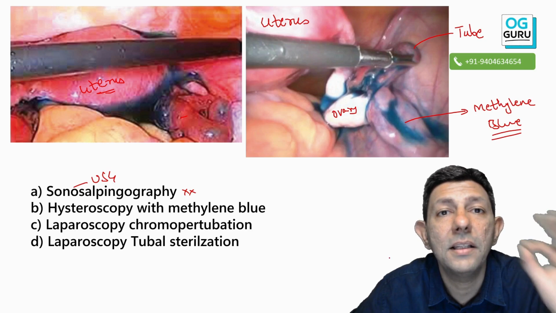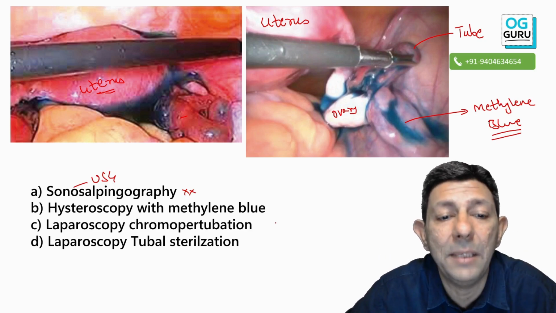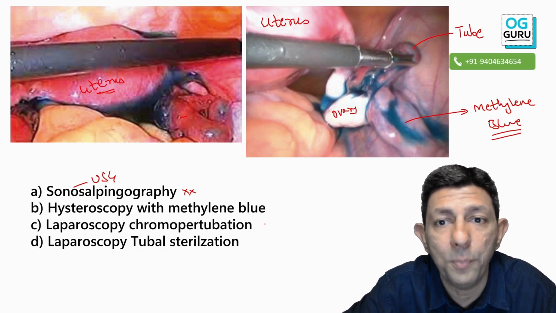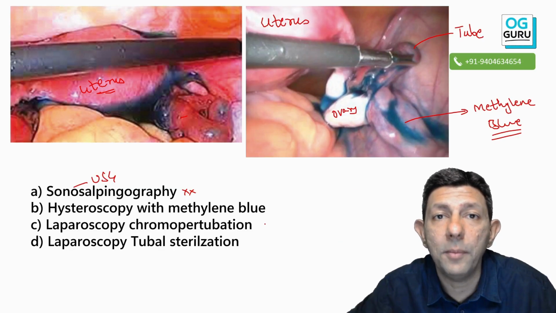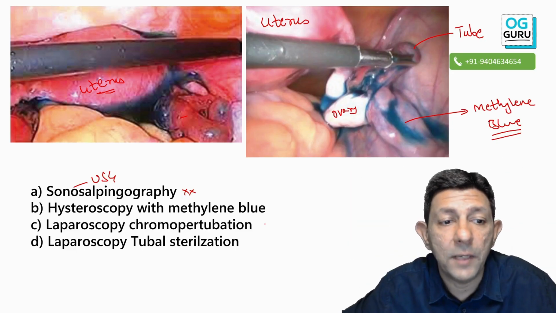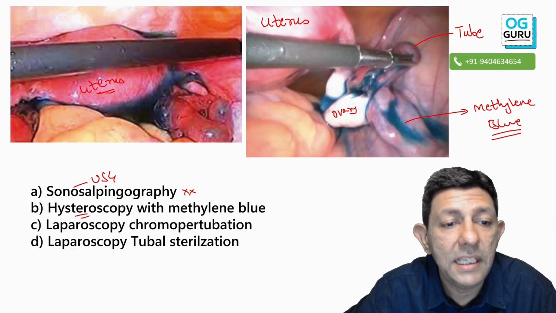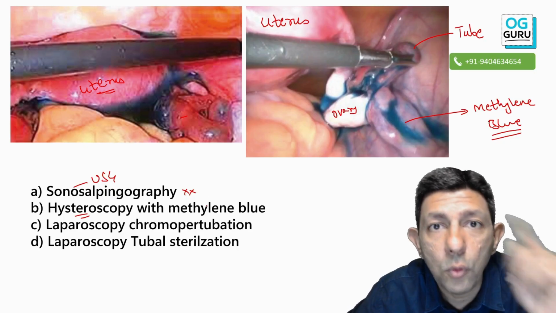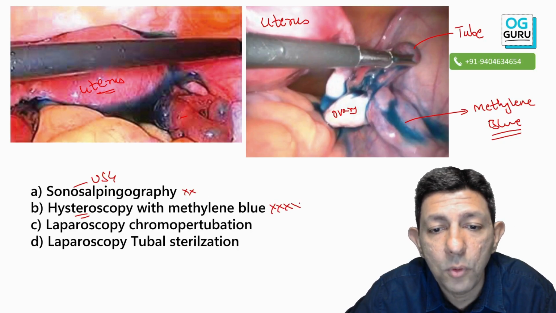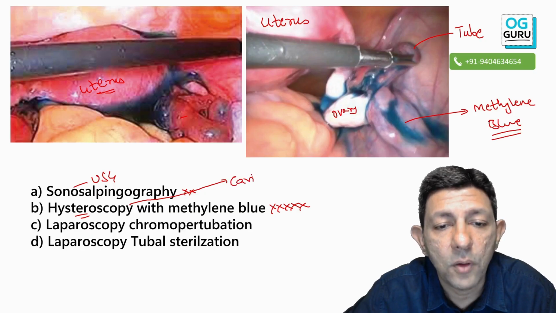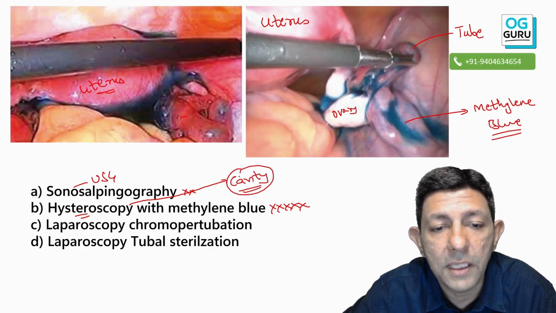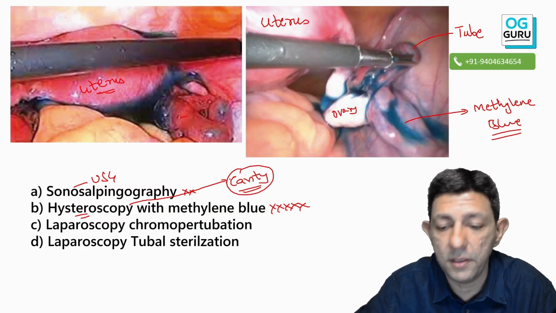But this is a laparoscopy image. Laparoscopy means we are going on the terrace of the building and seeing from outside. Hysteroscopy is the inside view. With hysteroscopy we never use methylene blue dye. Hysteroscopy is to visualize the cavity of the uterus. My dear student, hysteroscopy is to see the cavity of the uterus.